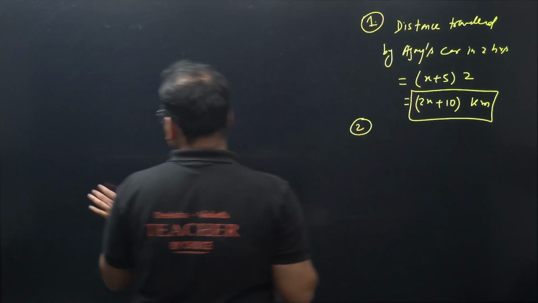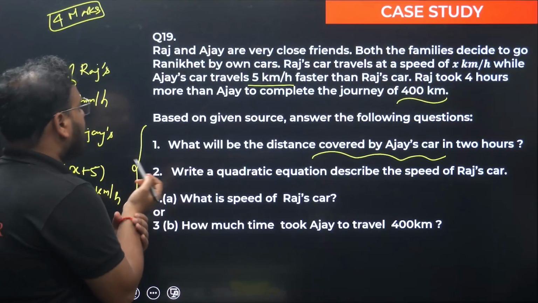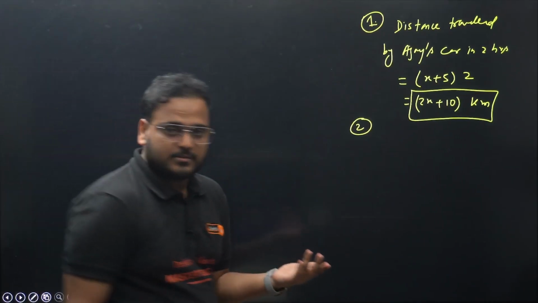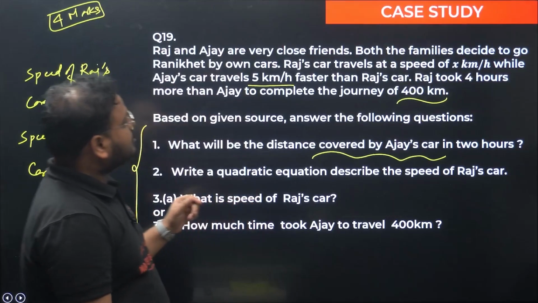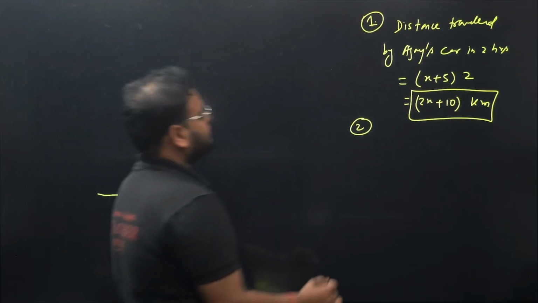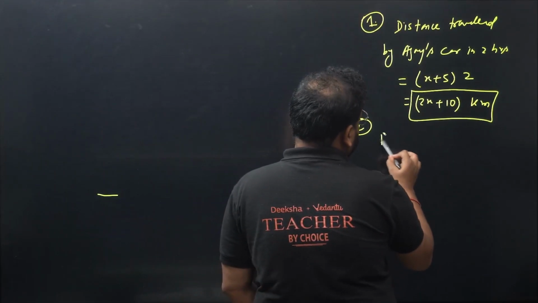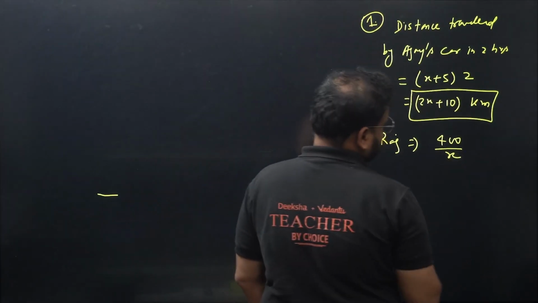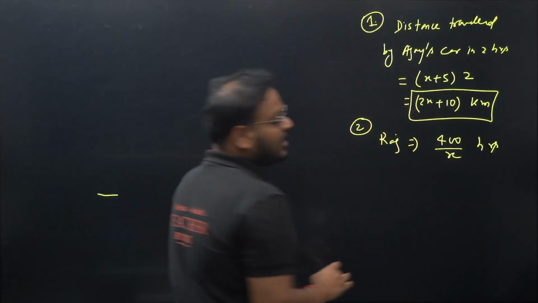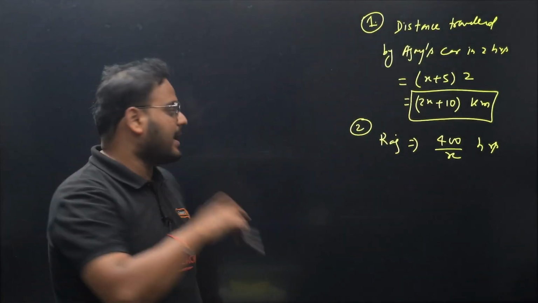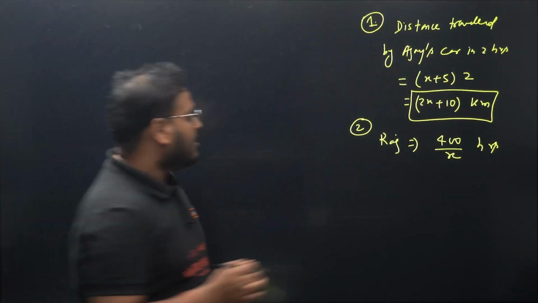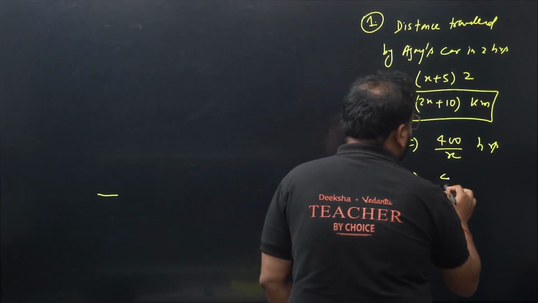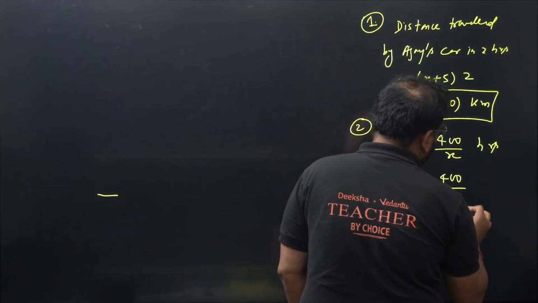Question number 2 now. Write a quadratic equation to describe the speed of Raj's car. Okay. Total distance is given to us. Raj took 4 hours more. So if you check this out, for Raj, what's the time taken? It will be 400 by x hours. That's for Raj, because Raj is slower, right? 400 is total distance divided by x, which is the speed, gives 400 by x hours. But for Ajay, check for Ajay, what is going to be the case? 400 divided by what? x plus 5 hours.